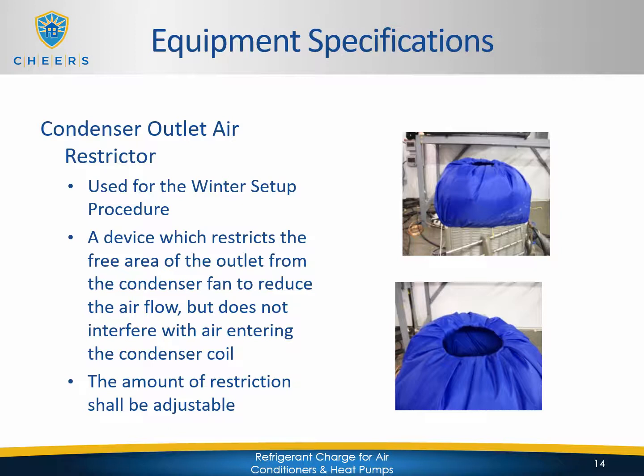We're going to be talking about the different ways to test for refrigerant charge, but in this particular case, the condenser outlet air restrictor is used specifically for the winter setup procedure and only for the winter setup procedure. It's a device that restricts the free area of the outlet from the condenser fan to reduce the airflow, but does not interfere with the air entering the condenser coil. The amount of restriction shall be adjustable. So this particular hood that you can see in the picture here will be used for the winter setup procedures, which we'll be talking about later on in this PowerPoint.